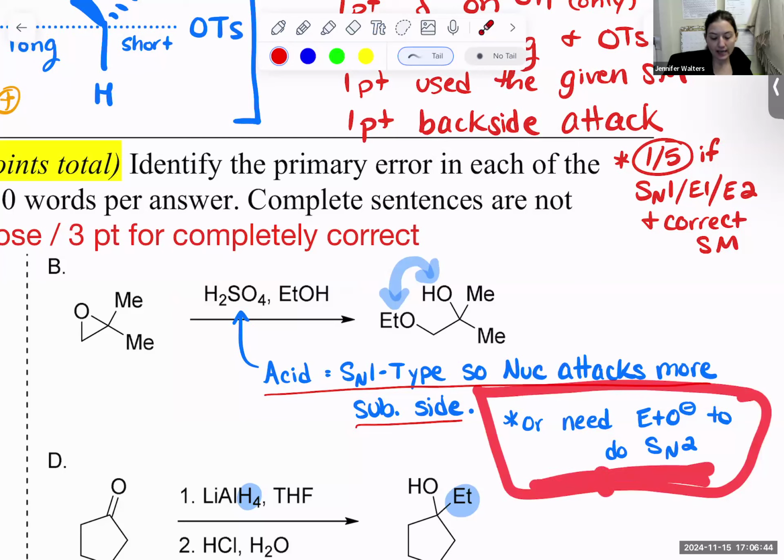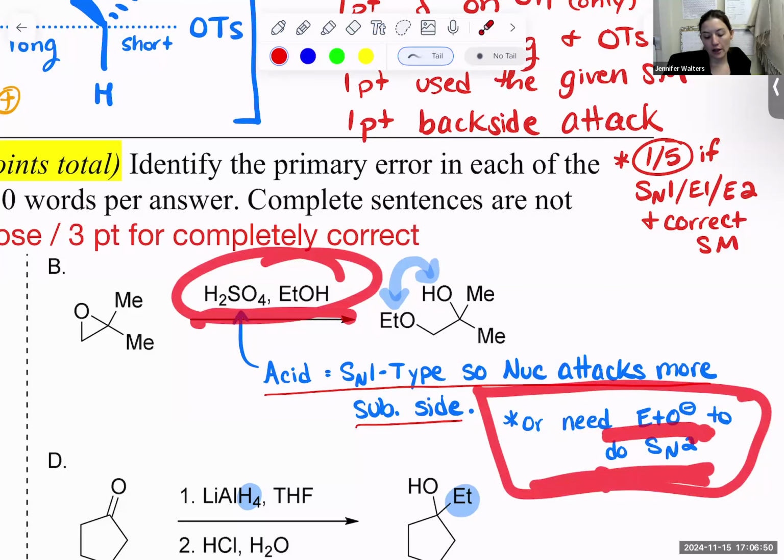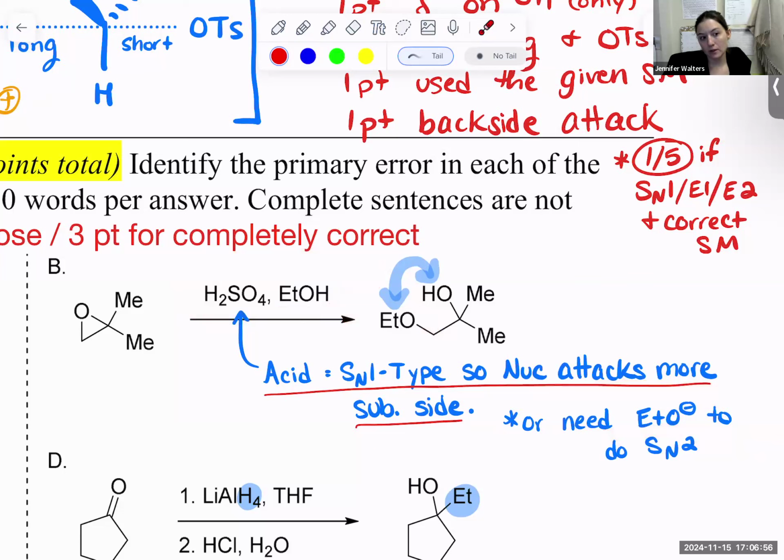So if you said that these reagents are incorrect and the error is that you needed to have your ethoxide to do SN2 to get the less substituted side, then that also received full credit. Yeah, any questions about B?